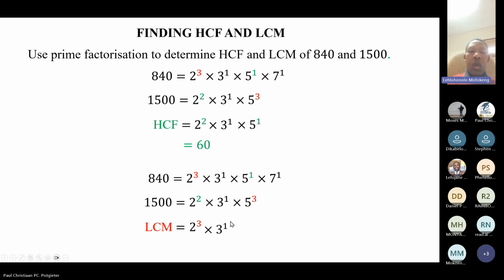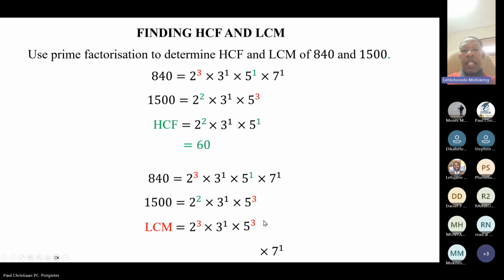And then we're also going to look into 3. For 3, we don't have any problem. It is 1 and 1. We just take 3 with exponent 1. And then with base 5, we have the lowest exponent as 1, the highest as 3. So we take them with the highest exponent. So in this case, the highest exponent is 3.